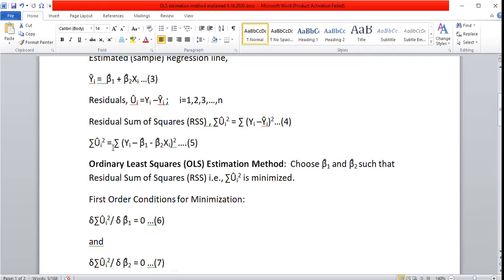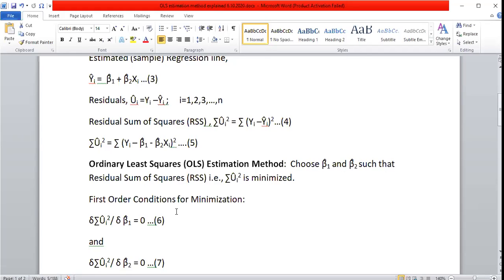The criterion is to choose them so that this term, what is this term? Residual sum of squares is the least. That's why it's called least squares. Ordinary least squares. Least means minimum squares. Squares of what? Squares of residuals. The name is very obvious. It's telling you the criterion is to choose beta 1 hat and beta 2 hat such that the residual sum of squares becomes the least.